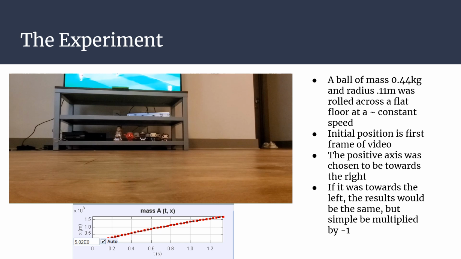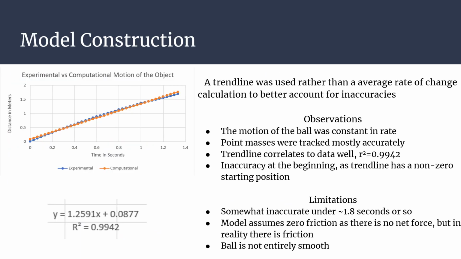If the positive axis was chosen to be to the left, the results will be the same, but the velocity and the position numbers will be multiplied by -1. For instance, as you can see on this graph here, instead of the end position being around 1.5 meters, it would be -1.5 meters. A trend line was used rather than an average rate of change calculation to better account for inaccuracies, because as we're arbitrarily selecting the center of the ball in each frame, we're going to end up with some manual errors and also just errors from the tracker website itself.